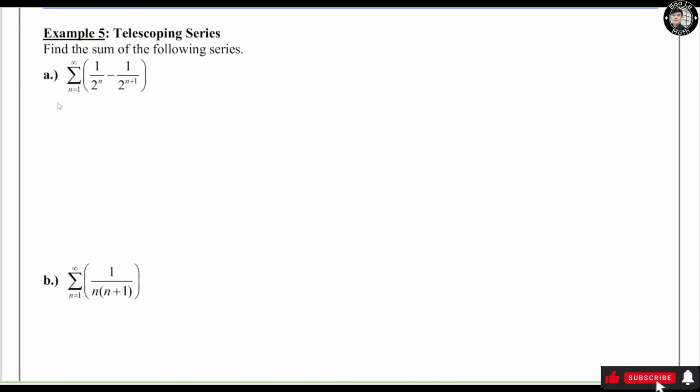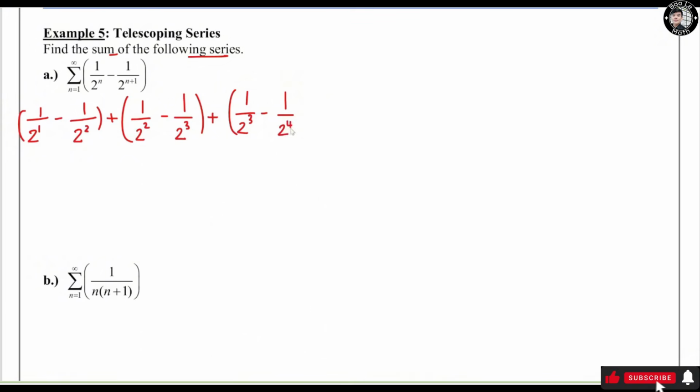Now let's look at example number 5, telescoping series. Find the sum of the following series. Alright, so first we need to populate this one. If n equals 1, we have 1 over 2 minus 1 over 2 squared, plus n equals 2, you have 1 over 2 squared minus 1 over 2 cubed, plus 1 over 2 cubed minus 1 over 2 to the 4, plus etc.